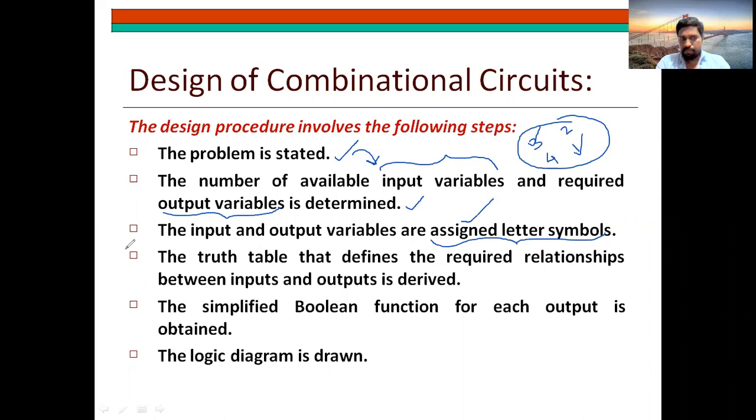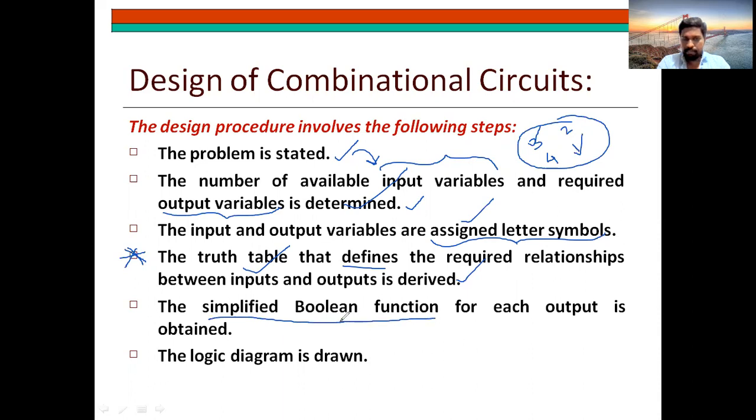Next, this is the crucial, very important step. Step number 4 is framing of the truth table. You should define the truth table, which includes the requirement of the relationship between the inputs and outputs derived. Here you have derived inputs and outputs, right? So you need to form a truth table in which that table will define the required relationship between the inputs and outputs. And the next step is that the simplified Boolean expression is obtained.